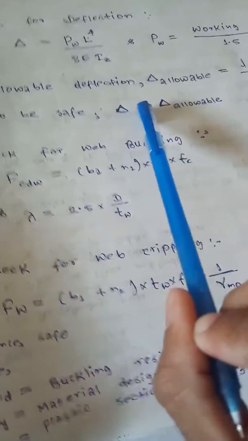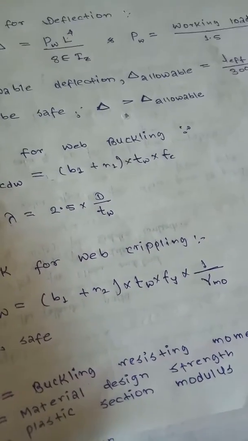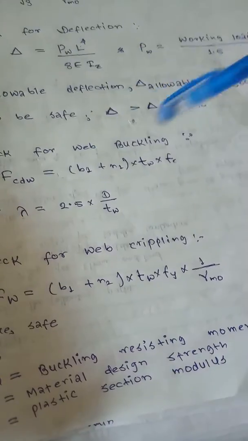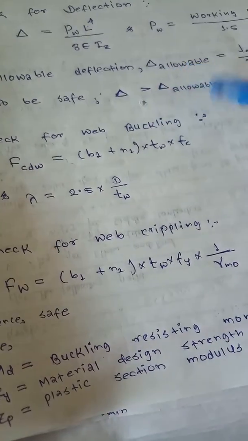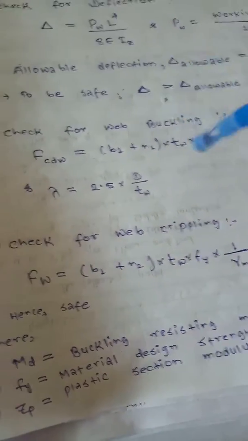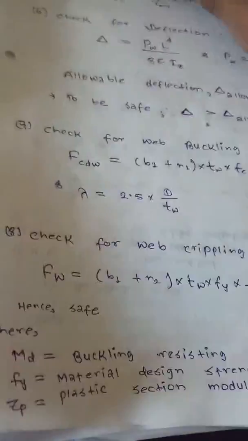After checking this allowable deflection, there is a condition. If that condition is satisfied, then it is safe. If not, then it is not safe. If delta is greater than the allowable deflection, then it is not safe.